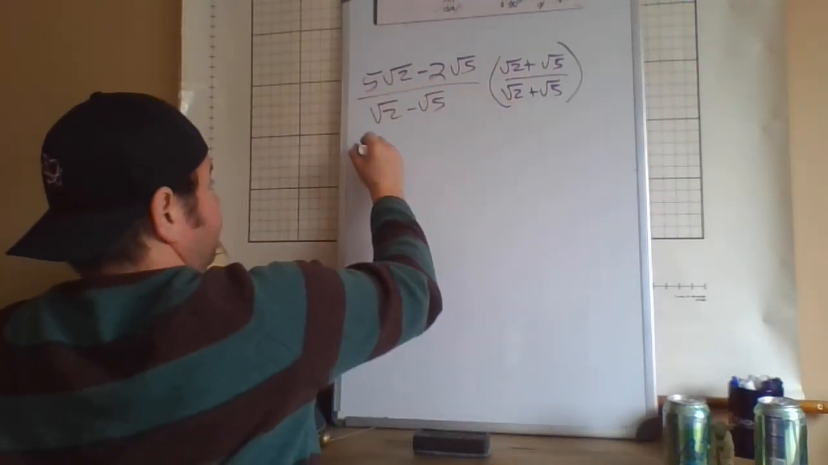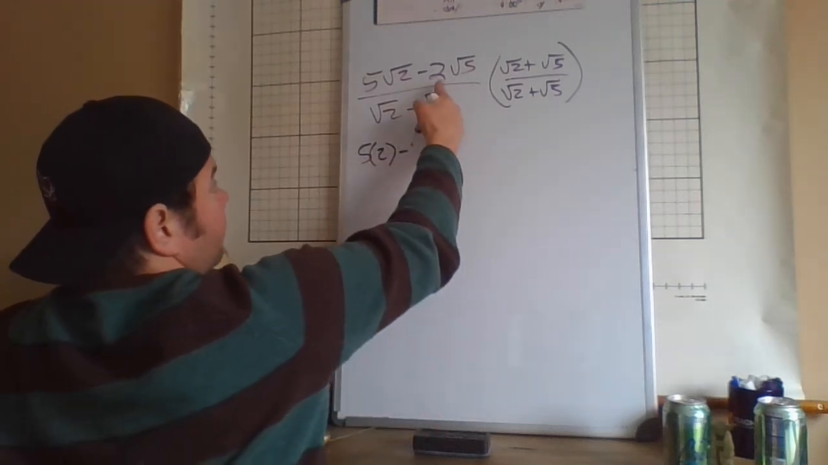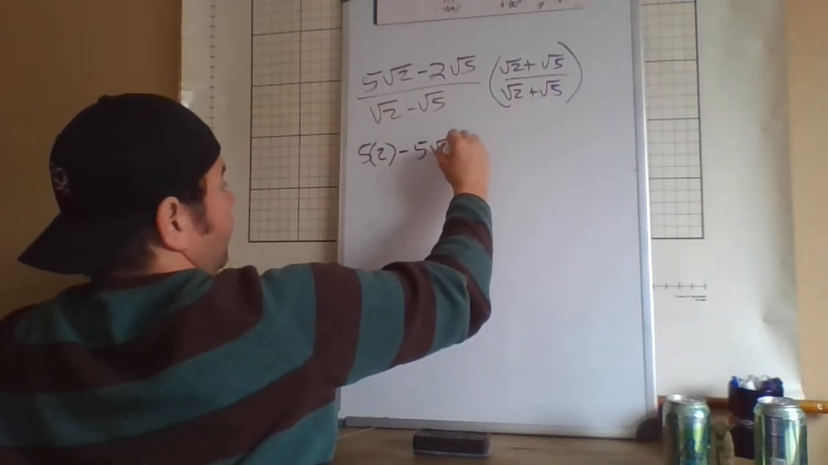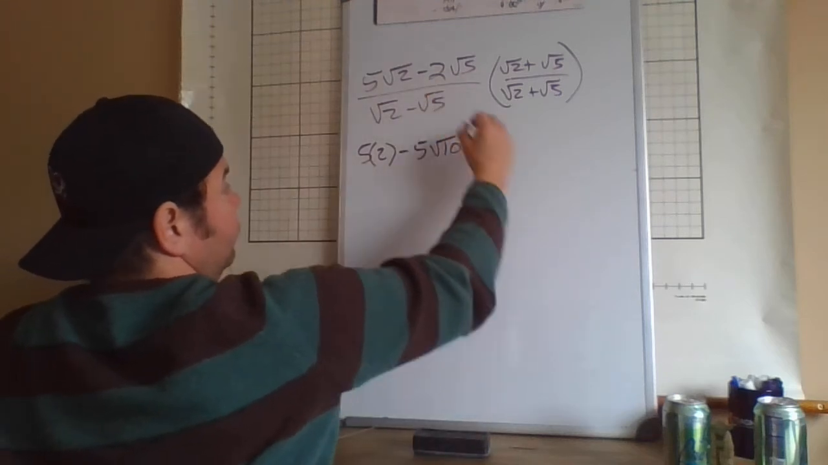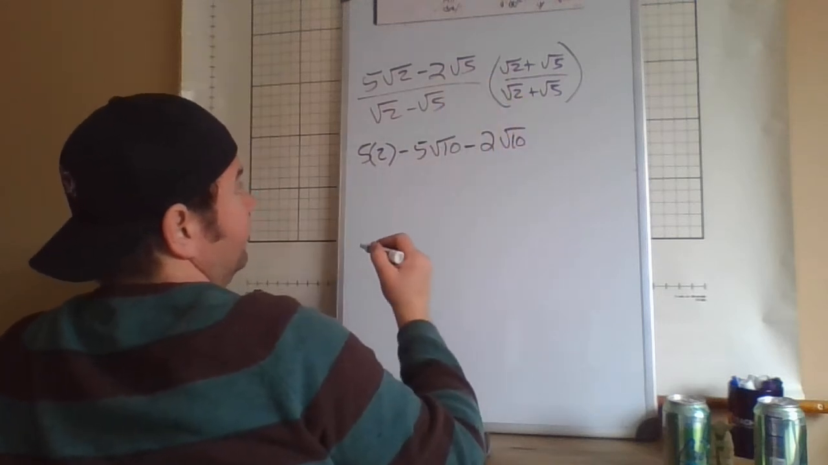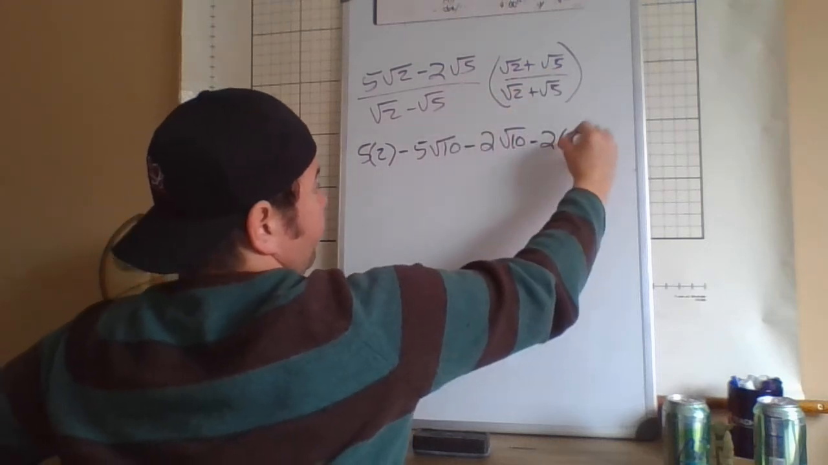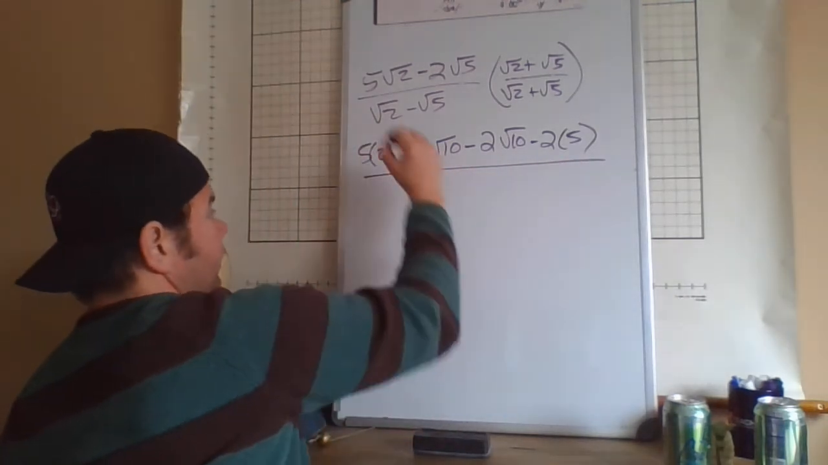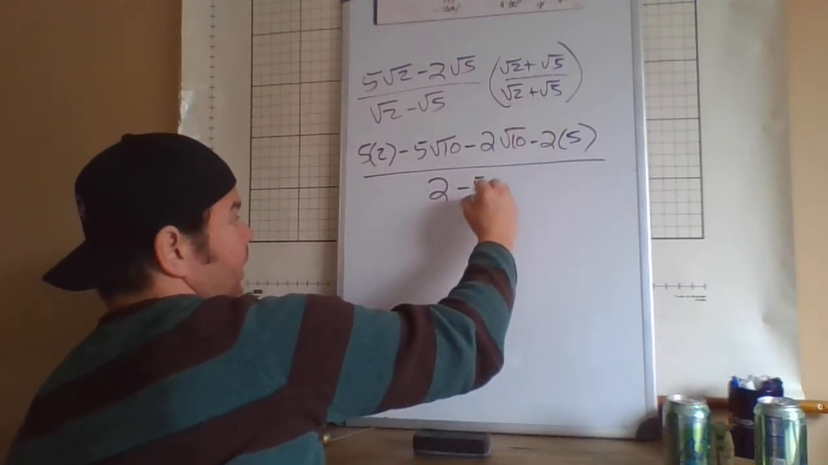This times this is 5 times 2, minus outside terms. This times this is 5 times the square root of 10. Inside terms, negative 2 times the square root of 10. And the last terms is negative 2. This times this is 5. Okay. Over square root of 2 squared is 2, minus square root of 5 squared is 5.